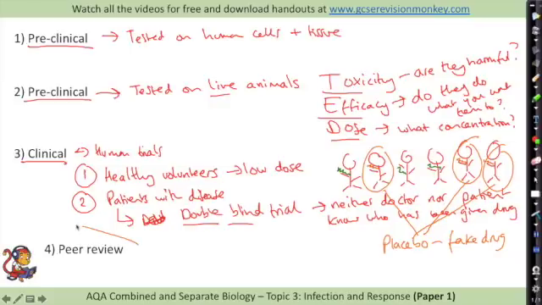And then the final stage is for the whole study to be peer reviewed, discussed with different doctors to avoid bias and to make sure that everyone is happy that the drug does what it is intended to do.